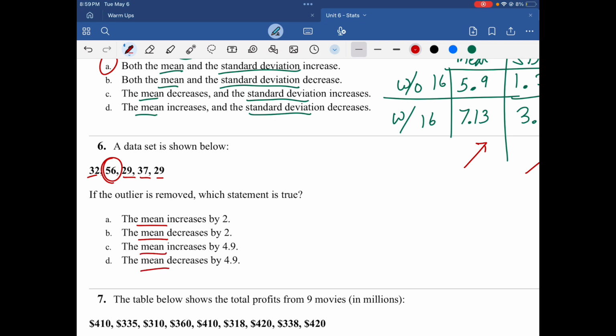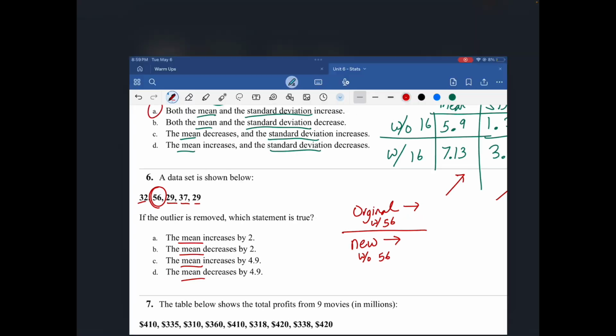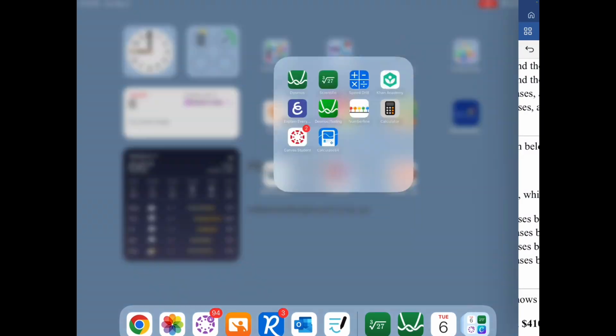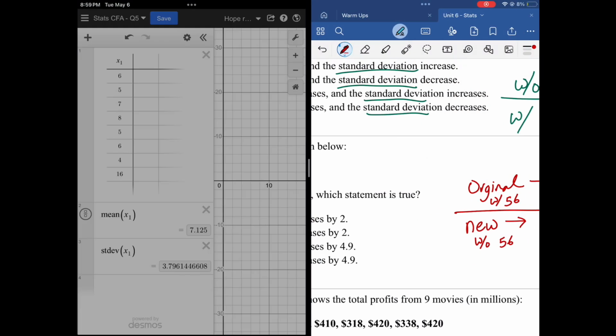So let's have an original, and then we'll have a new. This one is with the 56, and this one is without the 56. Let's see what we get in Desmos. We're only looking for the mean, so this makes it a little bit easier on us. We have a little bit less work to do.